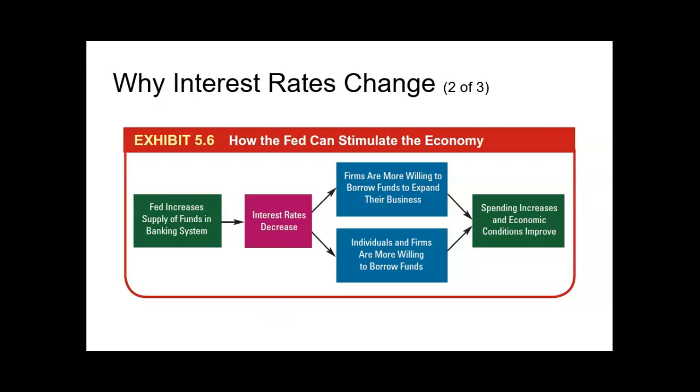So to show a little chart, the Fed increases the supply of funds in the banking system. When the federal government puts more money into the banking system, then the interest rates are going to actually decrease because there's additional funds available to be loaned out to the consumers. When that takes place, different firms are willing to borrow money to expand their business because the rates are lower. Individuals and firms are willing to borrow funds because, again, the rates are lower, and that is going to increase spending and improve the economic conditions overall.